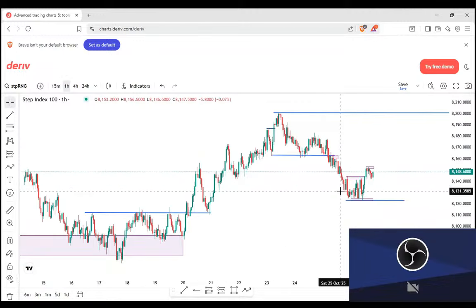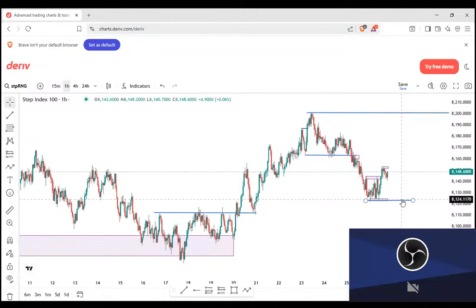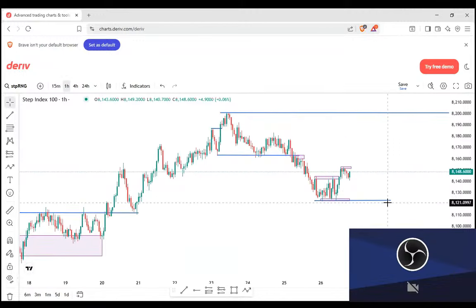Then the selling, I'll have to sell it all the way down to this particular low that price didn't test.